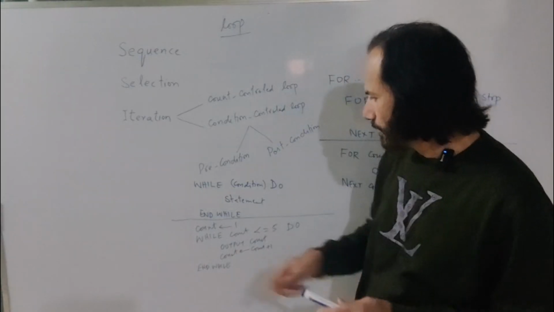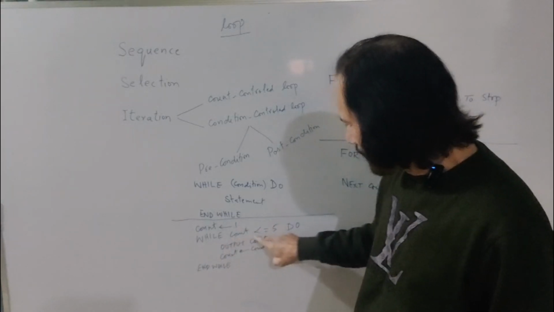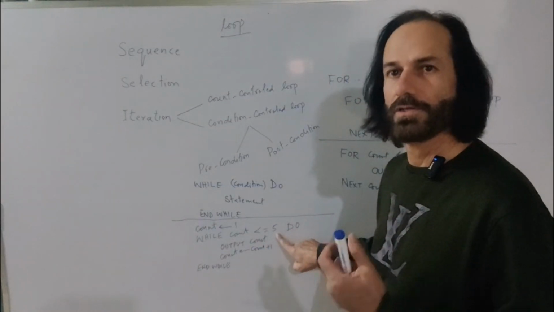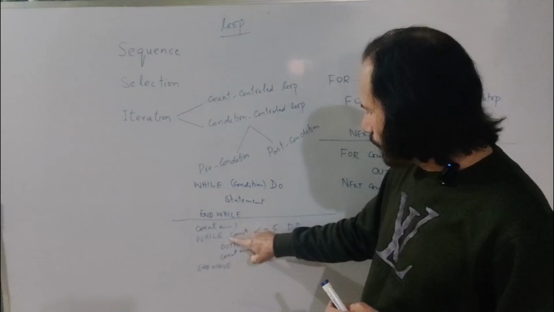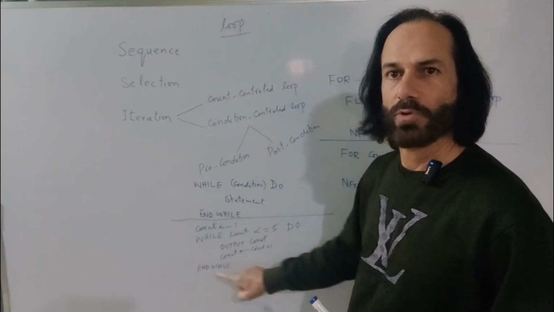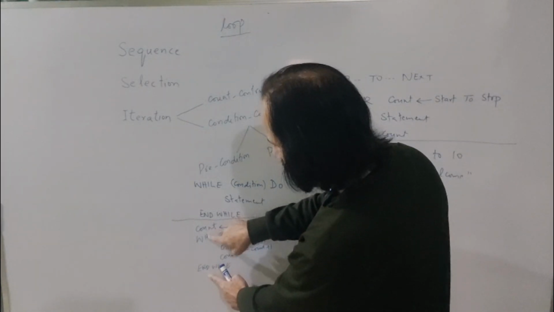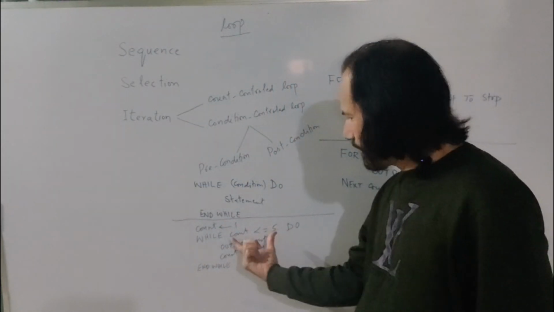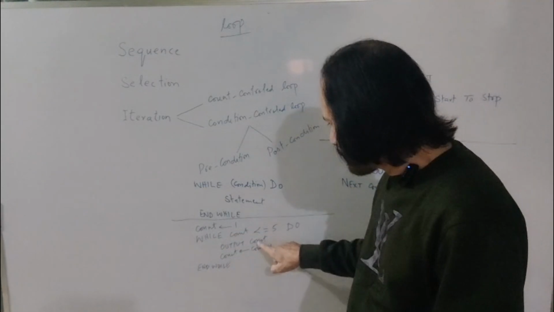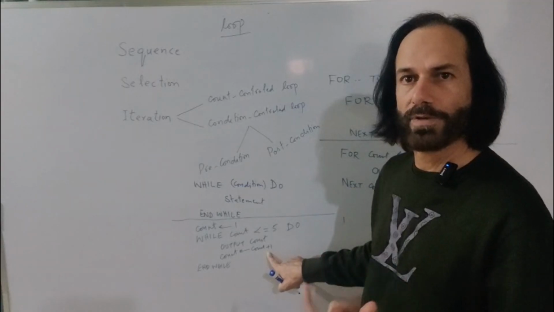Now let's see how this will work. The count starts from 1. Now it will check the condition: while the count is less than or equal to 5. Yes, the condition is true. Once this condition is true, the loop starts executing its body. This is the body of the loop. Whatever statements you write between while and end while will be repeated depending upon this condition. The first time it will output count, that means it will output 1. Then it will add 1 to count, so the count will become 2.